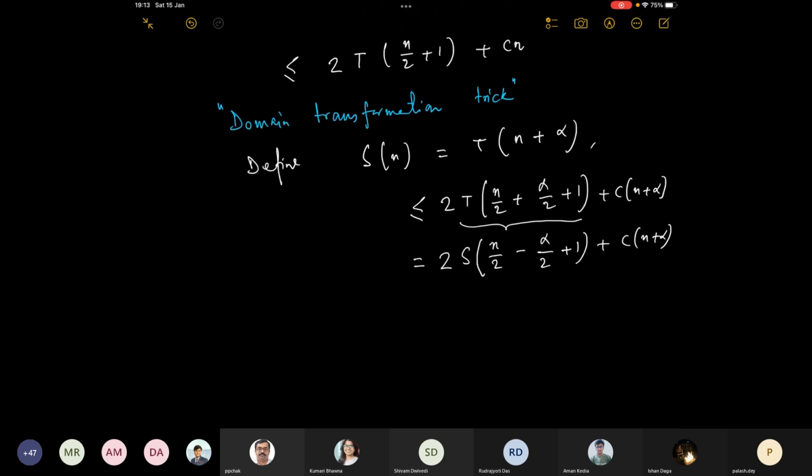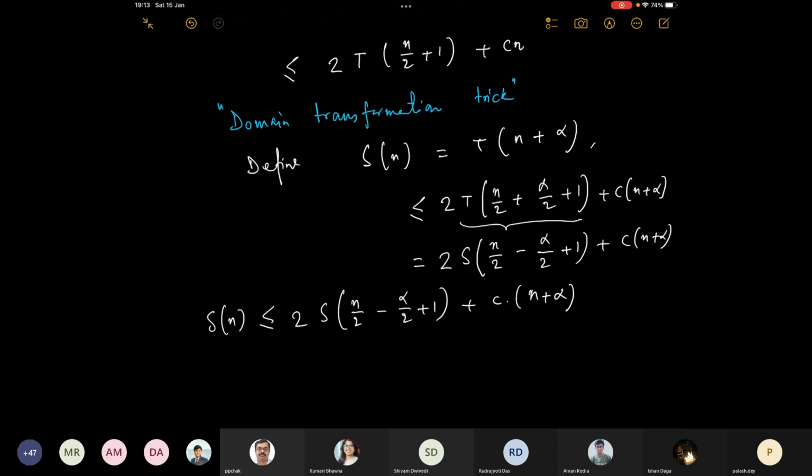Now I got a recurrence in terms of S. Let me write it clearly here. S(n) is less than or equal to 2S(n/2 minus alpha/2 plus 1) plus c times (n plus alpha). c is not a function, don't misunderstand: c is a constant. Now I got a recurrence in terms of S, but here also there is the same annoying constant term, plus on top of it there is some alpha. My life looks much more difficult.